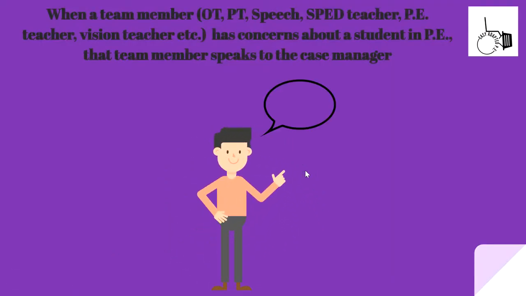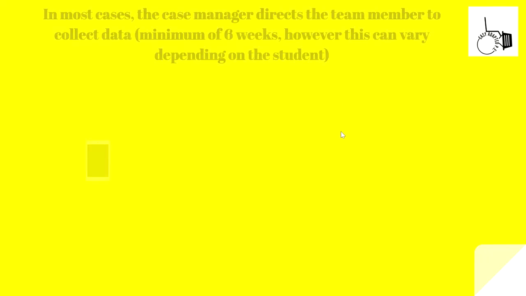So typically when a team member, OT, PT, speech, special ed, has some concerns about a student, that team member speaks to the case manager. So they have a discussion: hey, the student seems like they're not doing so great in physical education class. Is there a possibility that we can start collecting data? And the case manager says, sure, as long as that's not formal, go ahead. If you have some concerns, why not? Let's start looking to collect that data.